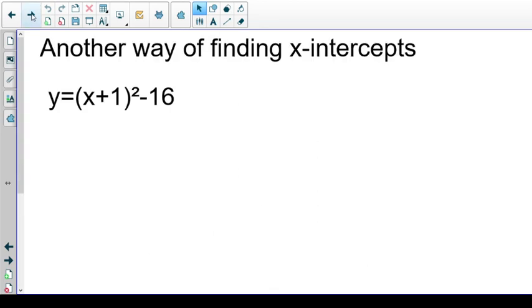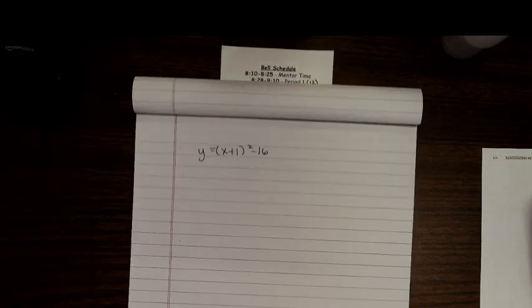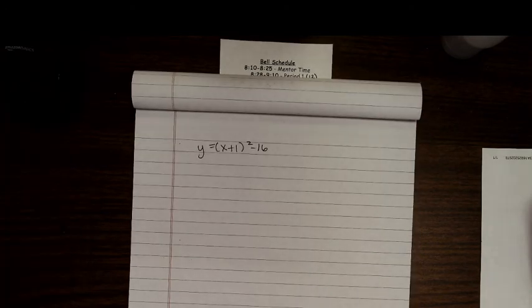we're going to learn a third way of finding our x-intercepts. So the graphing calculator is handy, but we don't always have access to a graphing calculator. So what we have here is an equation that is written in what's called graphing form. We have y equals (x plus 1) squared minus 16. And the reason that we say it's in graphing form is because it's really easy to graph when it's written like this.